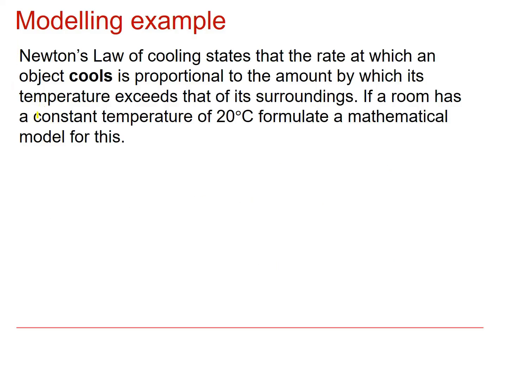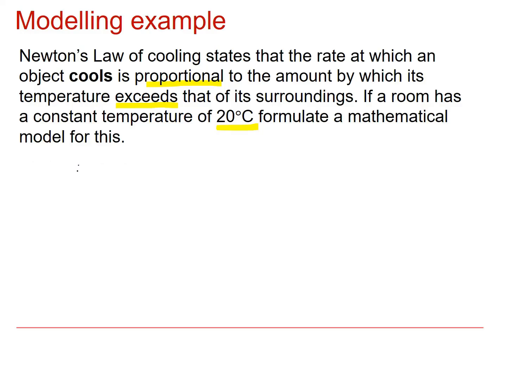Let's have a look at a modelling example then. We know that Newton's law of cooling states that the rate at which an object cools is proportional to the amount by which its temperature exceeds that of its surroundings. And so if a room has a constant temperature of 20 degrees C, formulate a mathematical model for this.